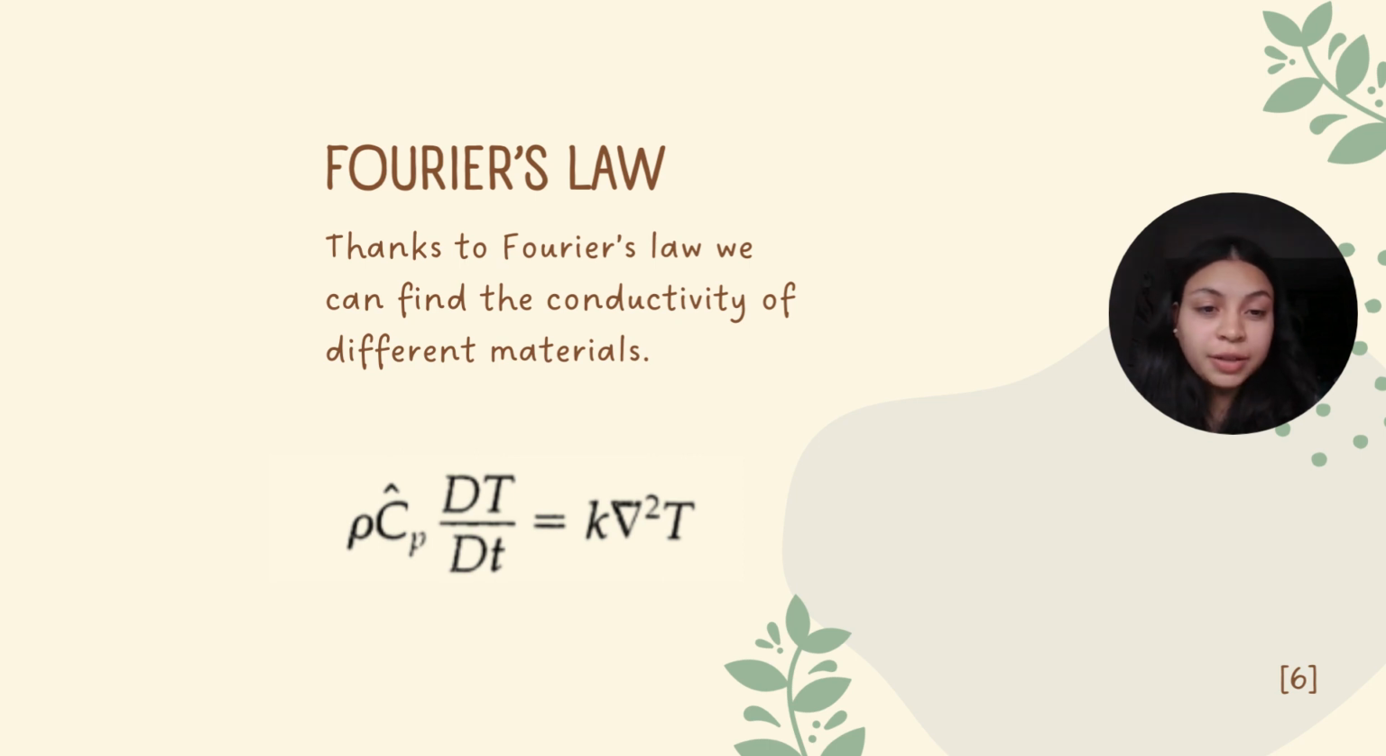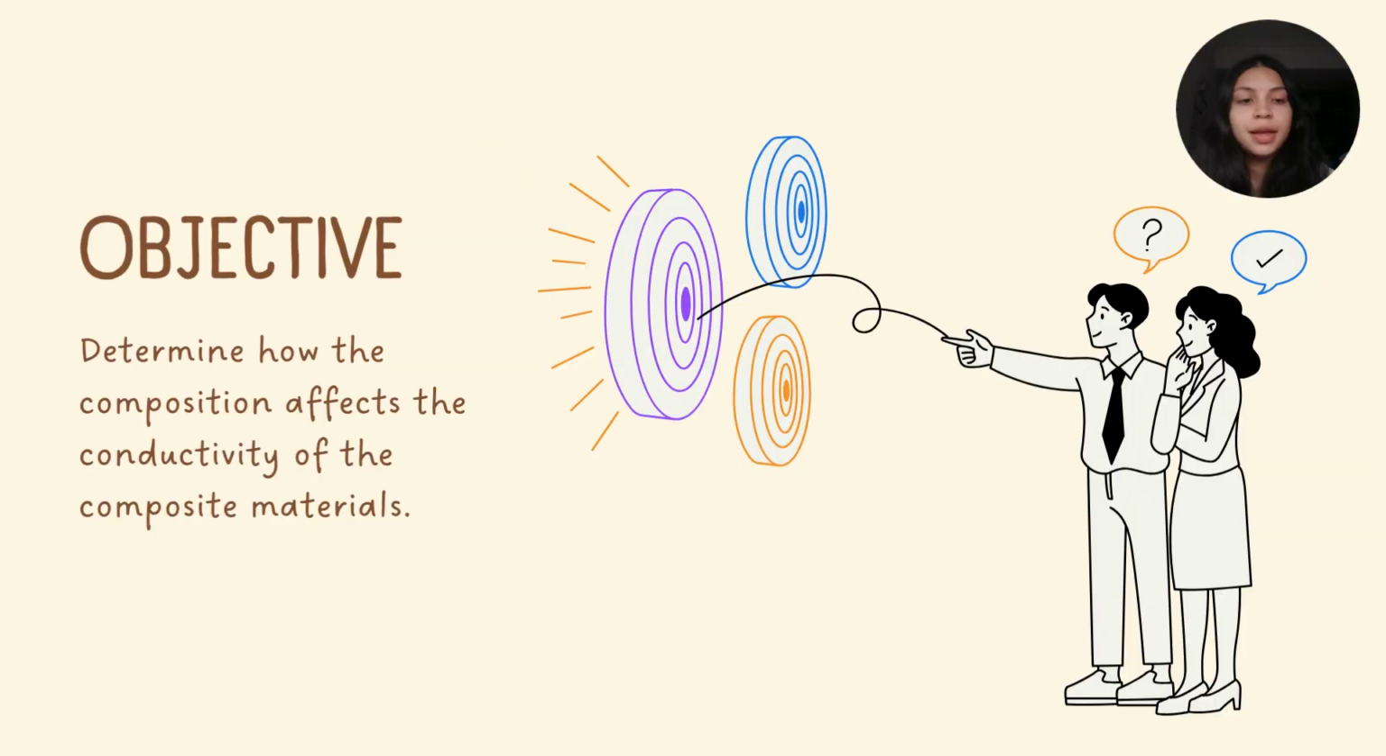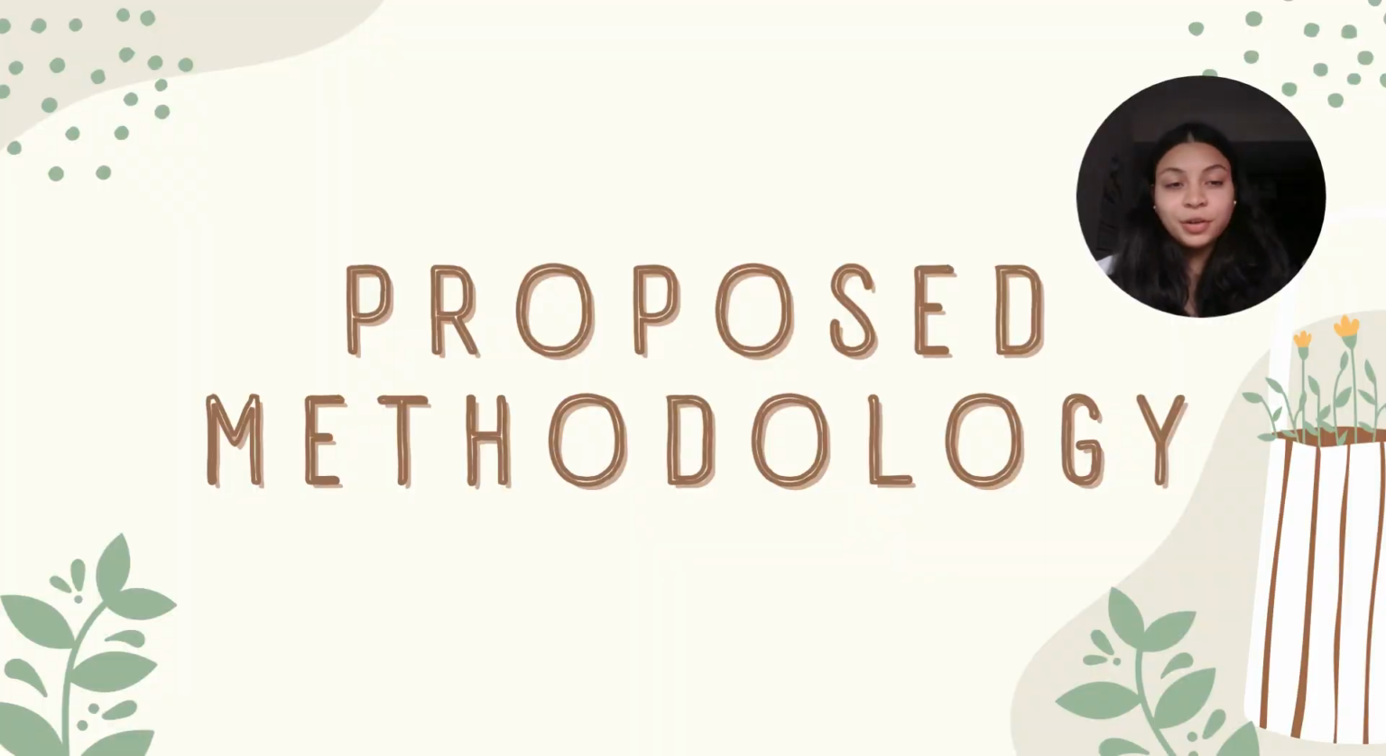In order to calculate the conductivity of different materials in this lab practice, Fourier's law was used, which is the one shown in this presentation. With the information mentioned before, our goal with this lab practice is to determine how the composition affects the conductivity of composite materials. In order to achieve our goal, our group proposed the following methodology.